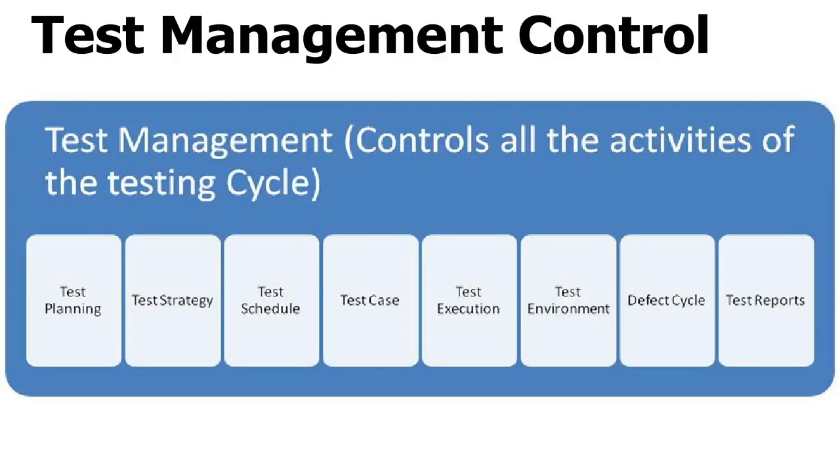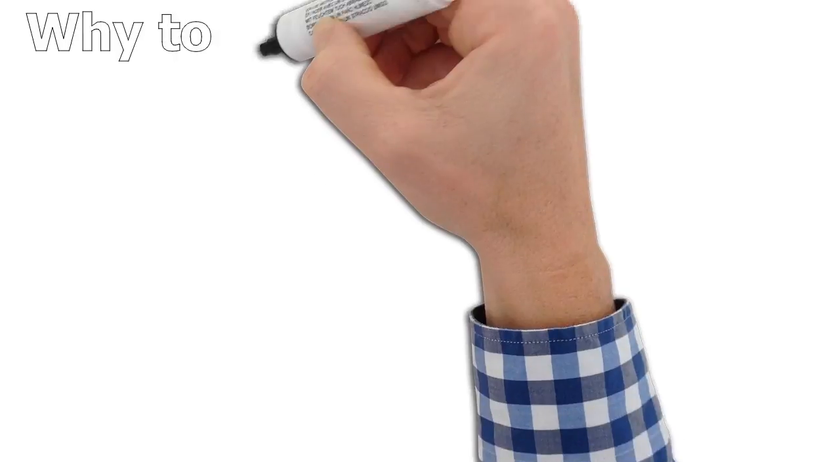Right from the planning, what test strategies are to be used, what should be the schedules and timelines, planning about test cases, who are the resources who are going to execute the test cases, what would be the test environment, then once the testing is being conducted, what would be the defect life cycle and how it is going to be maintained, and finally test reports, depending upon which the user will provide the sign off.